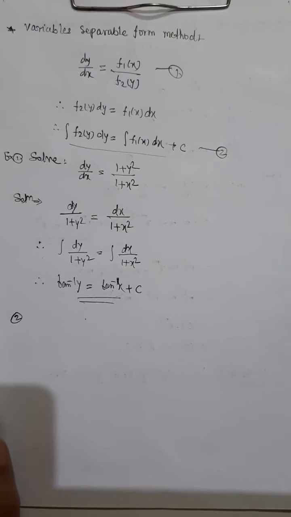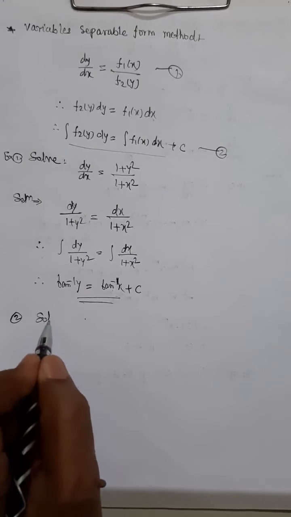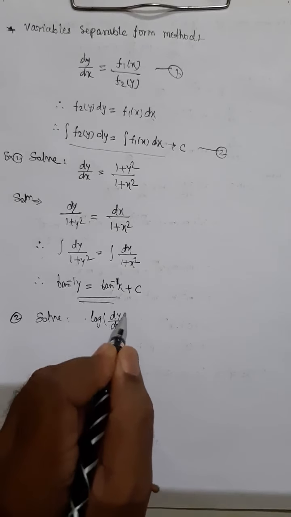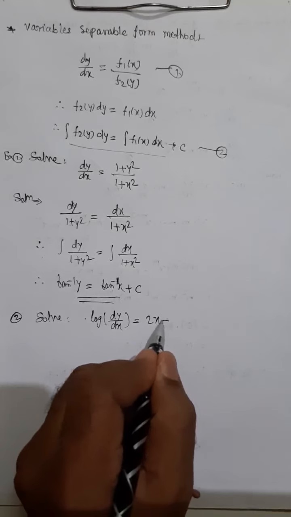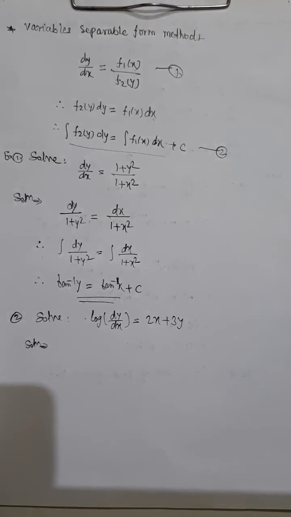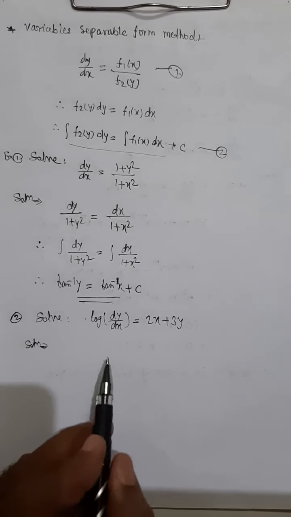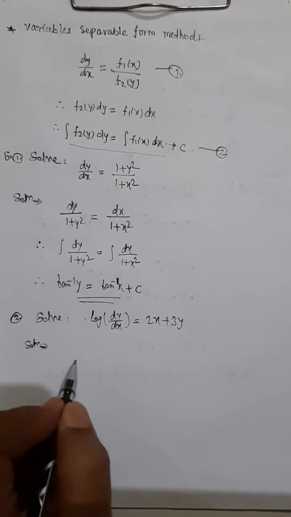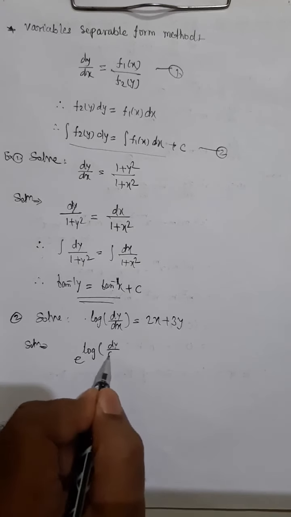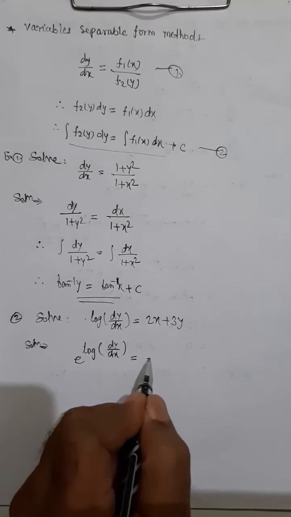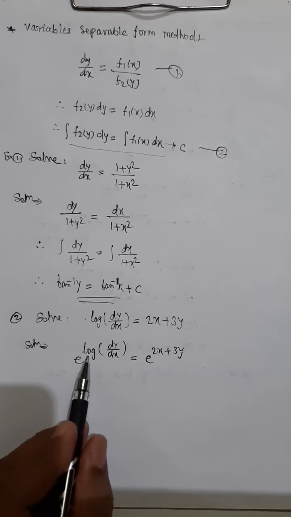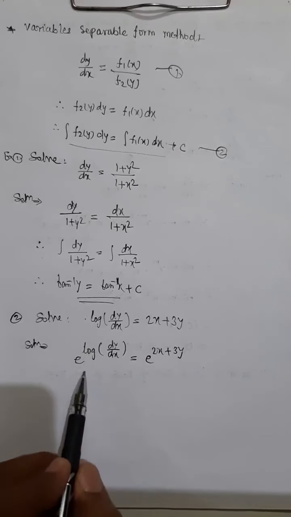Continue. Second problem, solve log(dy by dx) is equal to 2x plus 3y. So here a term containing log is given. So first step we have to take the exponential on both sides, e to the power log(dy by dx) is equal to e to the power (2x plus 3y). Note that exponential and log always cancel. When we have to cancel the log, we have to take the exponential on both sides.